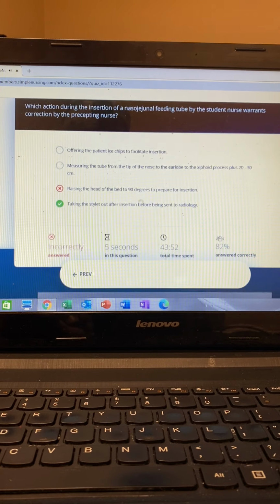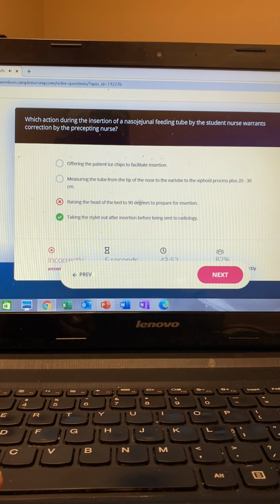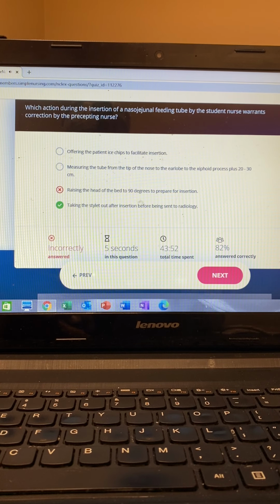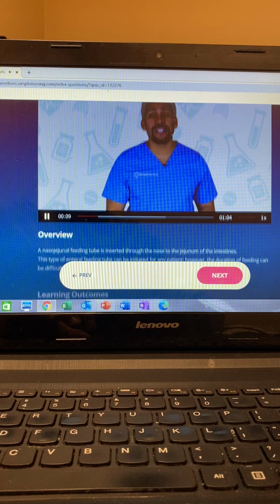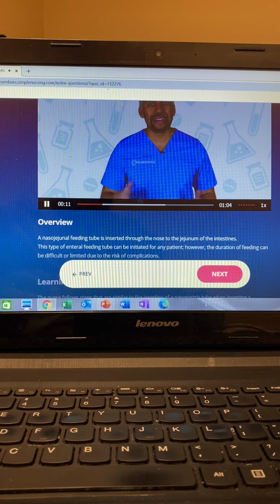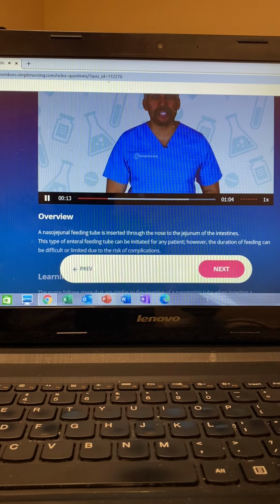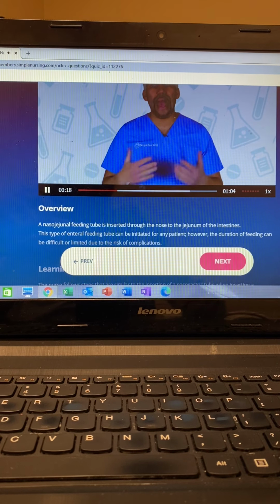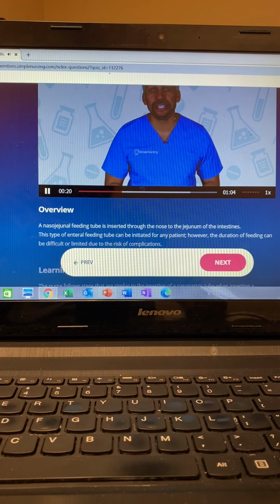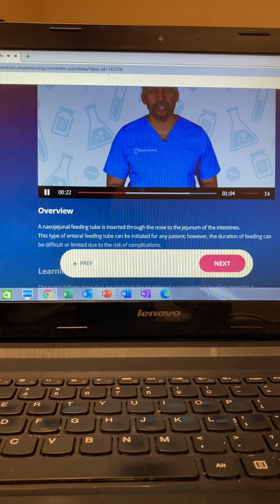Now, using our 3 steps, let's break this down. This question is asking for the incorrect action for the key problem. The student nurse is inserting an NJ tube. So we're immediately thinking size, position, and placement. So guys, we're looking for the wrong solution here, or the wrong action for that NJ tube. Very different than an NG tube.